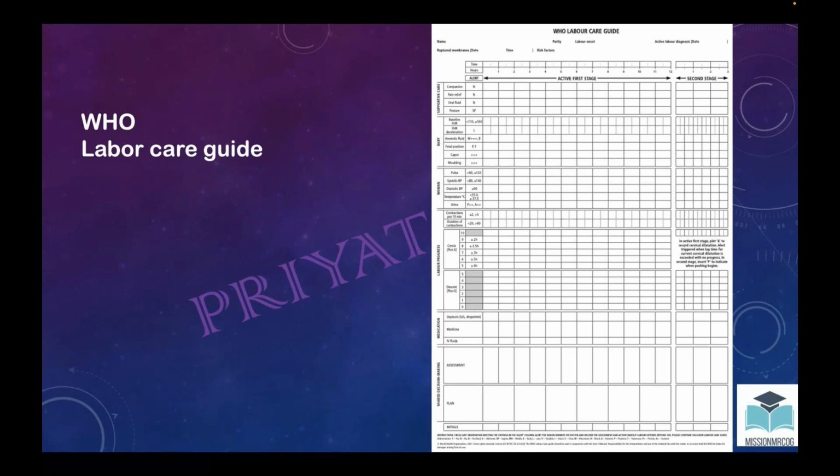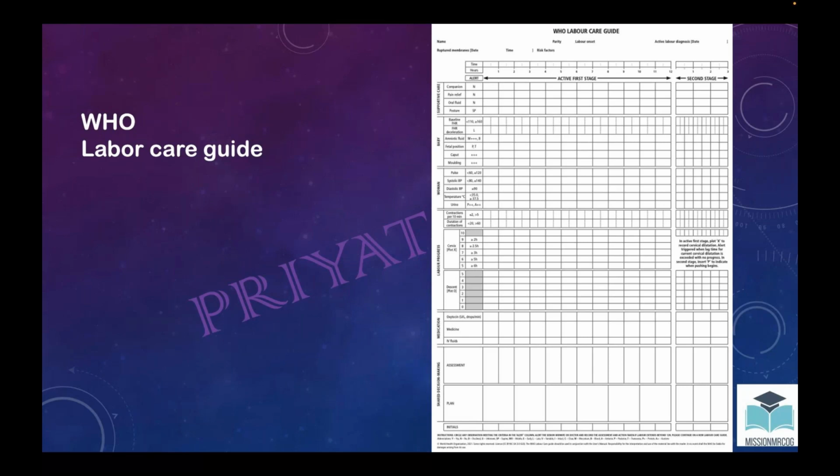I understand that you want to know about the WHO Labor Care Guide. Is that right? Yeah. Because the WHO Labor Care Guide has been updated in 2021. So I just want to know what the updates are, how we will use it, and what is the importance of it. Okay, I really appreciate your interest.